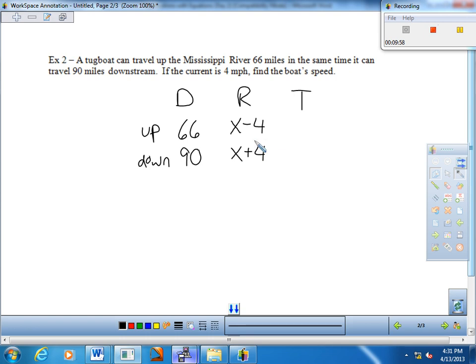Okay, so let's give it a try. We've got our distance and rate. Let's use that to create the time. So this is going to be 66 over x minus 4. This one, of course, is going to be 90 over x plus 4. That sounds good. And the question will be, what equation can we create here? I think you would see that the times are the same. I think it says it specifically in the problem. So the time upstream is the same as time downstream.